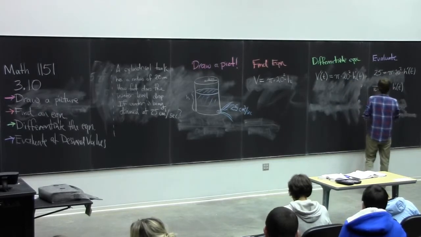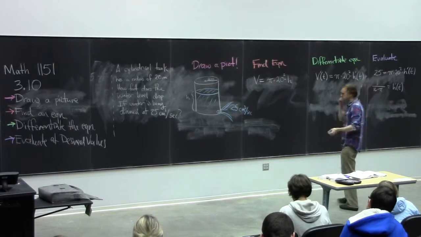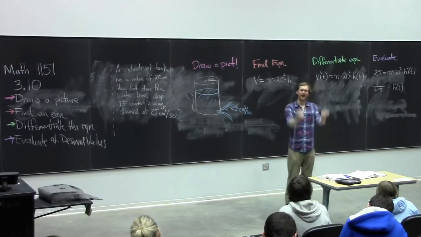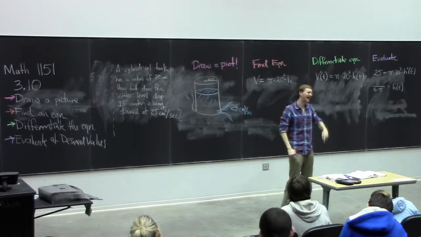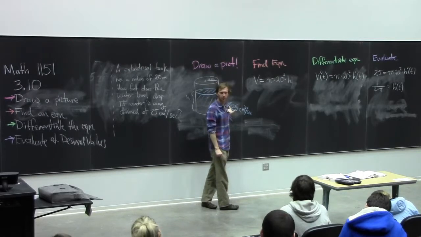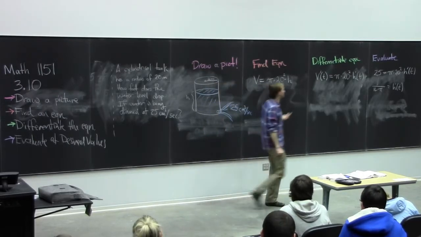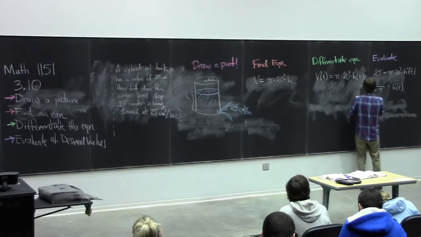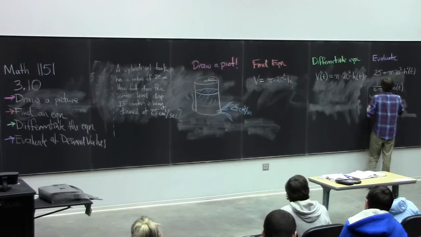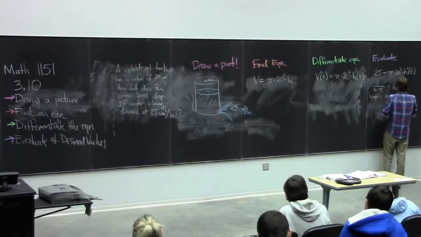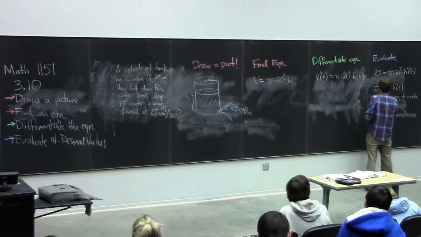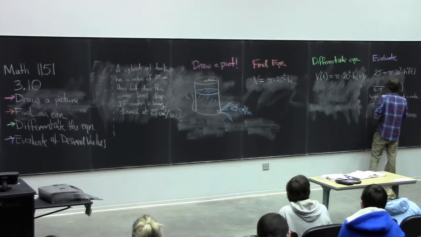So the height is changing. The height, is it going up or is it going down? Down. And if I would have put this as a negative 25, then we would have that minus sign there. But I didn't. It's okay. So it's going down. The height is decreasing at a rate of 1 over 16 pi centimeters per second.